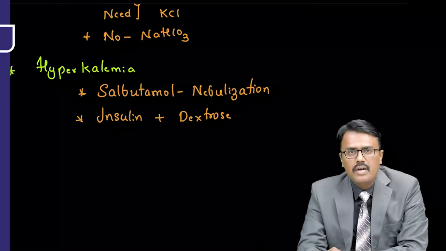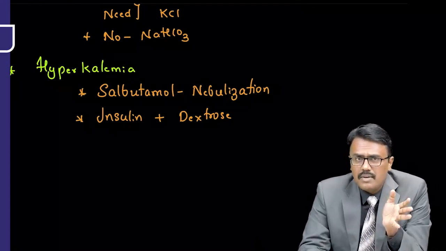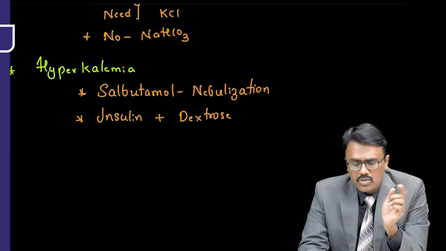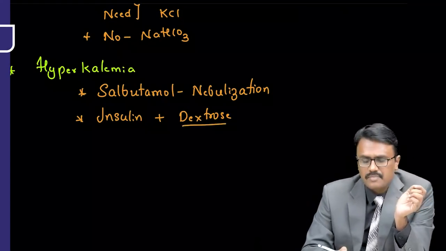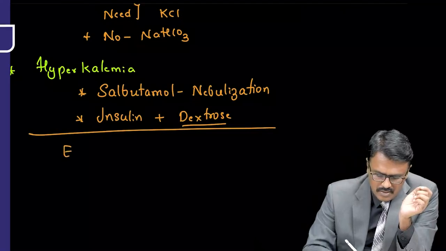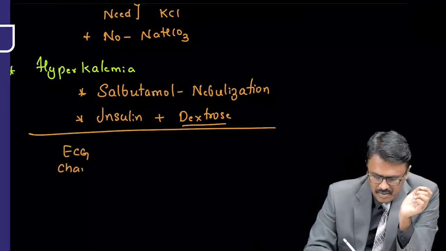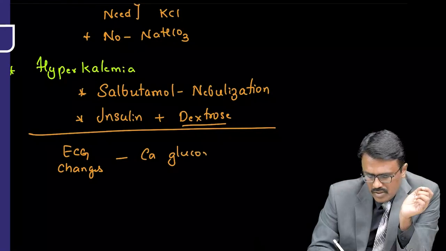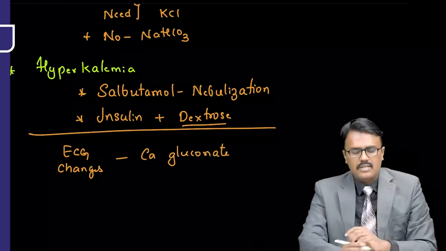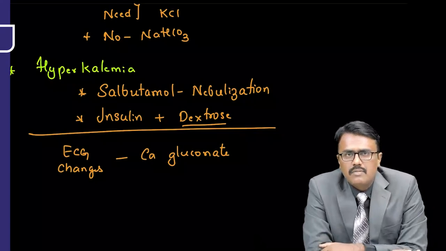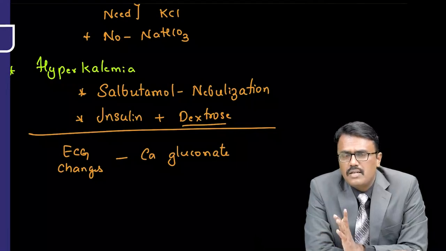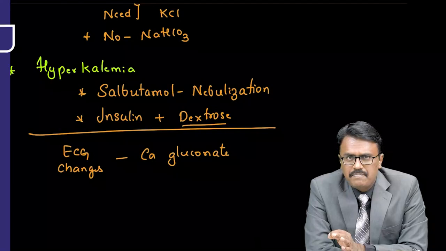The question is, why do we have to add dextrose? Because the patient is not a diabetic. He has come with hyperkalemia, but if I give insulin alone, he will go into hypoglycemia. So you have to add dextrose with that. Now, if the patient has ECG changes, then you have to add another drug called calcium gluconate. One of your exams asked which are used in the management of hyperkalemia. They gave salbutamol, insulin, calcium gluconate, and they had given magnesium sulfate. Remember, magnesium sulfate is not used in managing hyperkalemia.